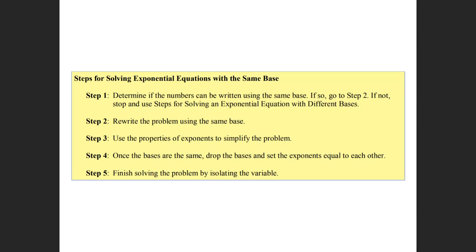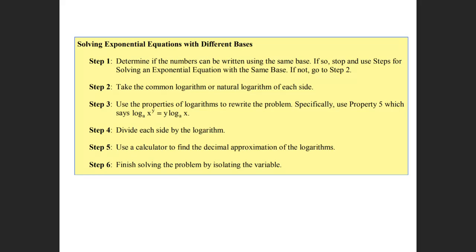And this is, if they have the same bases, these are the notes. We've already had these notes. Now, if you cannot do that, then we want to take a common logarithm or a natural log of each side, use the properties of logarithms, specifically property number 5, divide each side by the logarithm, use a calculator to find the decimal approximation, and finish solving the problem by isolating the variable.